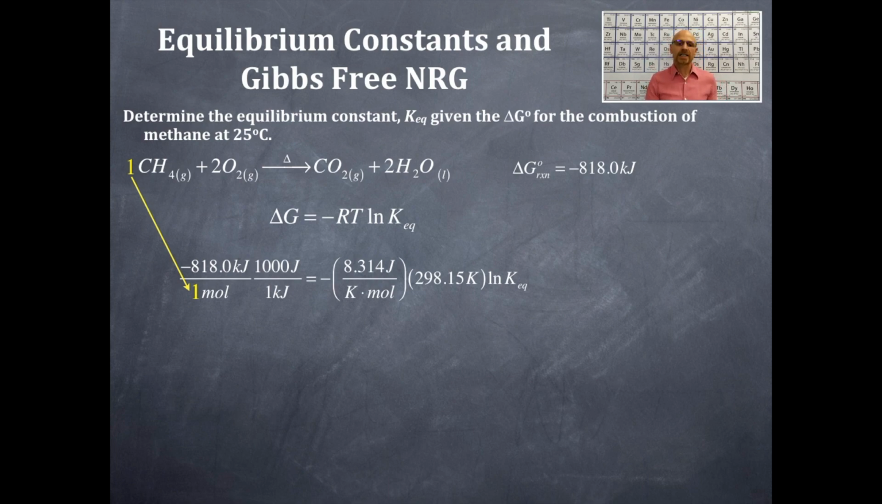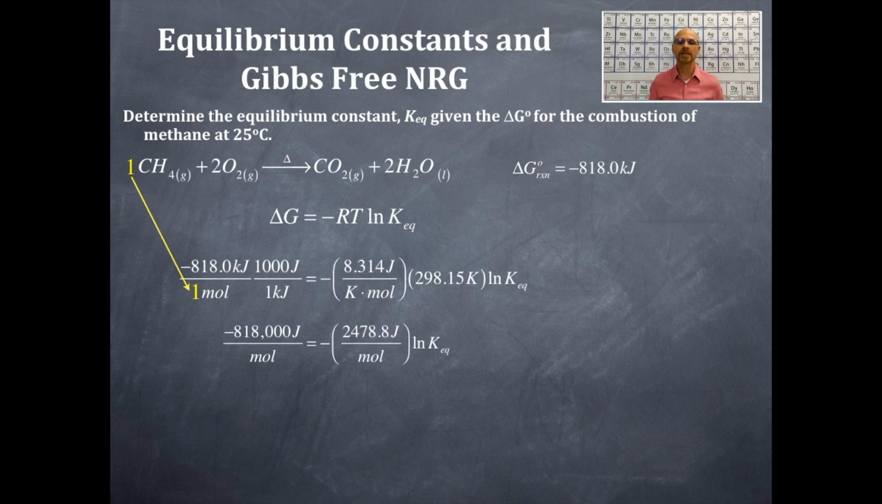So on the left-hand side, I've got my delta G converted into joules. On the right-hand side, I got my negative sign. I got my R value at 8.314 joules per Kelvin mole, and my temperature of 25 degrees Celsius converted into Kelvin, so that would be 298.15 Kelvin, natural log KEQ.